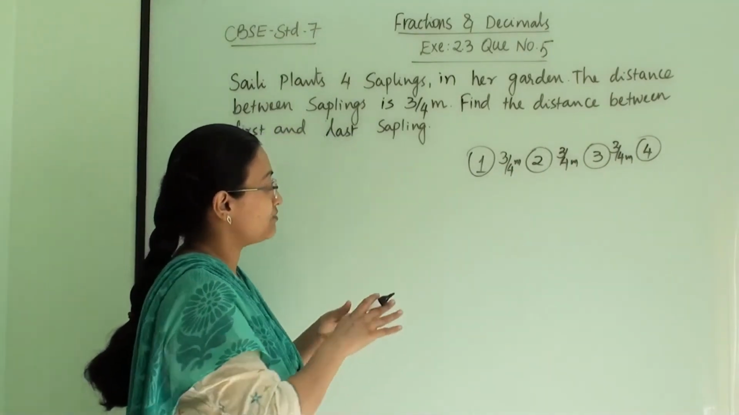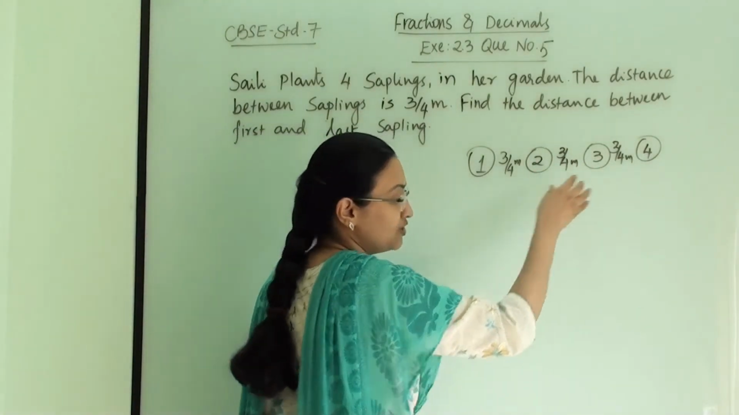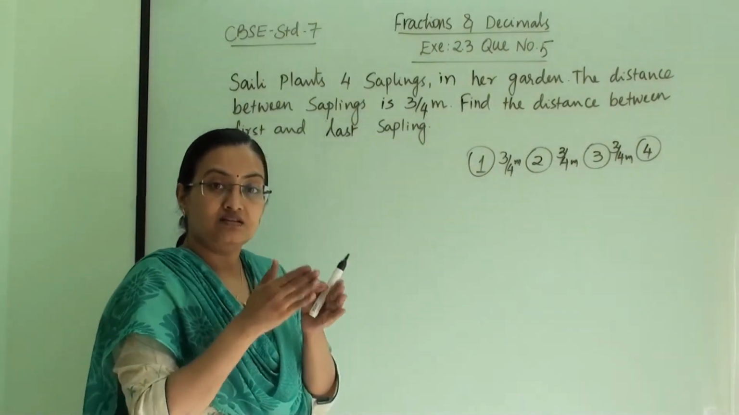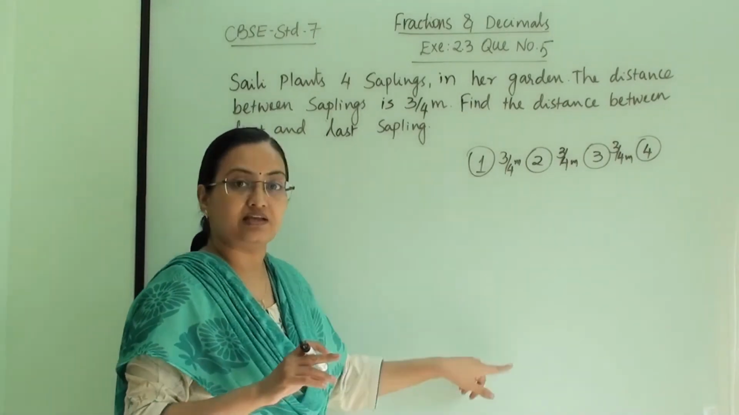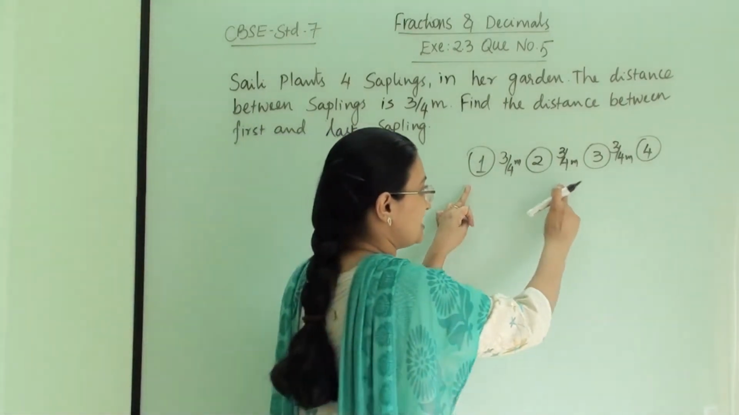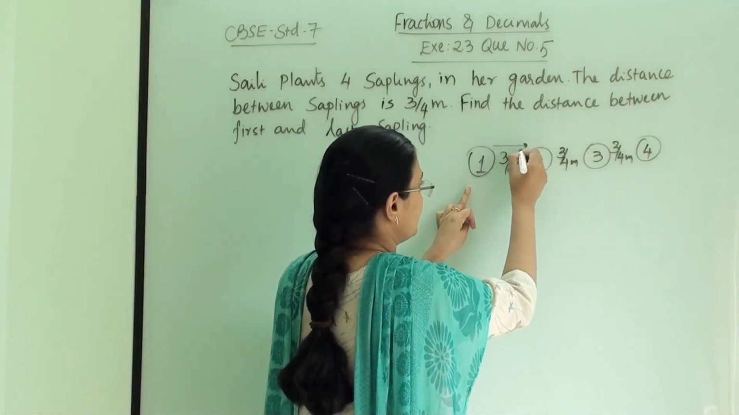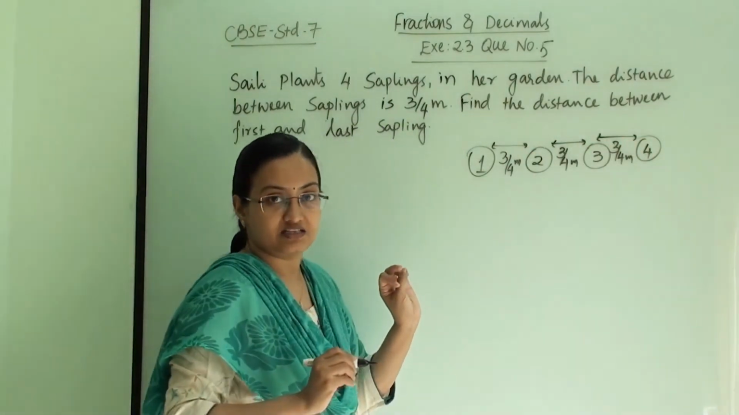So now we have to count that 3 by 4 plus 3 by 4 plus 3 by 4. In turn we can take 3 into 3 by 4 meter. So that will give us the correct distance, that how much space she has left in between these saplings, this sapling, this and the last space.